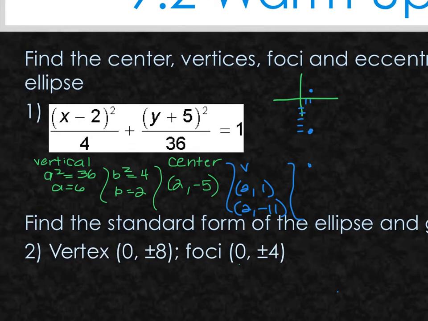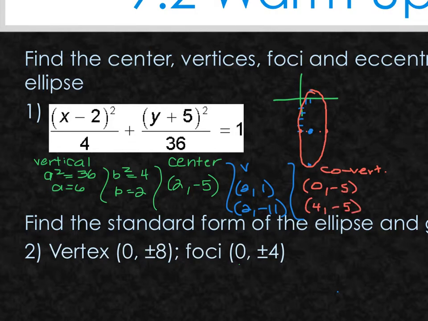Then you get the co-vertices. If it asks for vertices, it also wants the co-vertices. I literally will give you a line to put each of these, so you can't get tricked. B is now, because this is a vertical ellipse, B is on the minor axis, which would be the horizontal. So I'm going to go right and left, 2 this way, 2 this way. So there's my poorly shaped ellipse, but you can get the idea. If I take my center and subtract 2 from the x, I get (0, -5), and then add 2, and I get (4, -5).